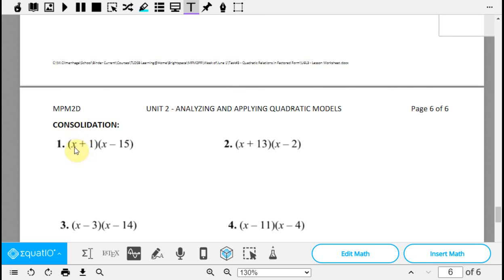And remember that you will be doing this term times each of those, this term times each of those, and then collecting up the like terms in the middle.